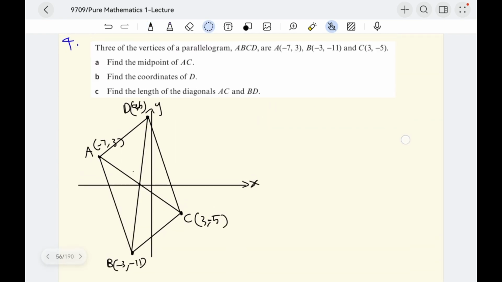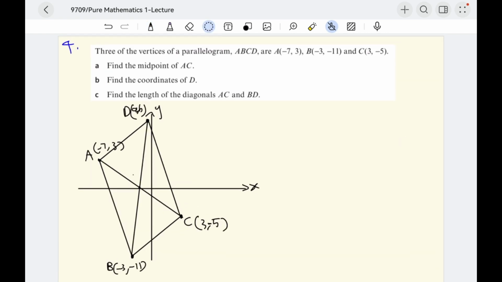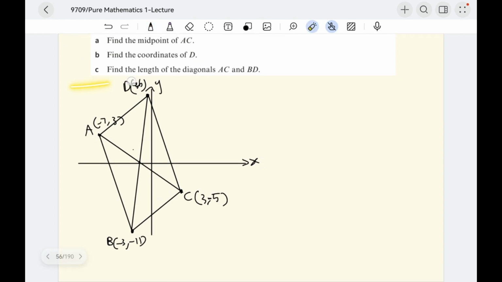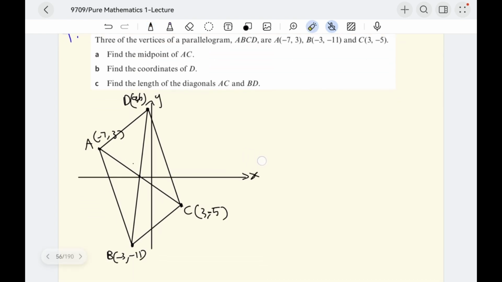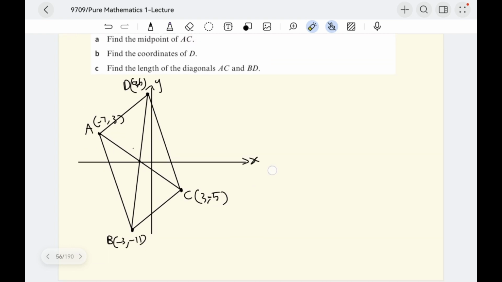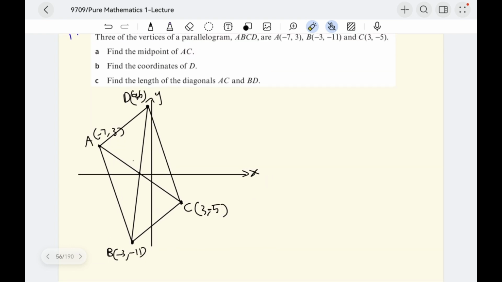Alright, let's move on to the next question, which is question 4. Three of the vertices of a parallelogram ABCD are A(-7, 3), B(-3, -11), and C(3, -5). For part a, find the midpoint of AC. I have drawn this diagram earlier for easier visualization of the parallelogram inside this Cartesian plane.